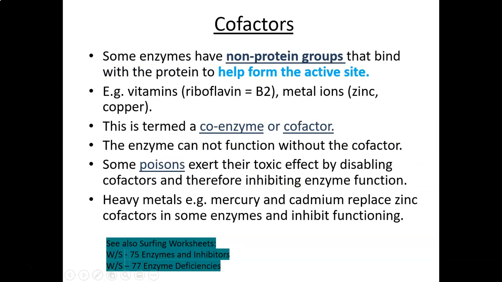So talking about cofactors. Some enzymes have non-protein groups that bind with the protein to help form the active site. So things like vitamins, B12, metal ions like zinc and copper, these are called coenzymes or cofactors. The enzyme can't function without the cofactor. Some poisons exert their toxic effect by disabling cofactors and therefore inhibiting enzyme function. Heavy metals like mercury and cadmium replace zinc cofactors in some enzymes and inhibit their functioning. If you want to know a bit more about that, you can look at Surfing 75, Enzymes and Inhibitors, and Surfing 77, Enzyme Deficiencies.